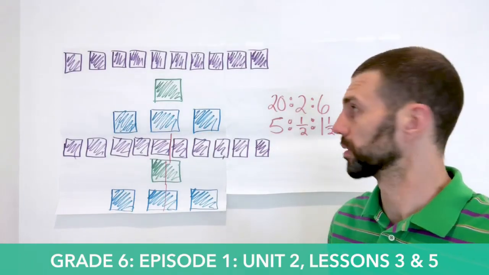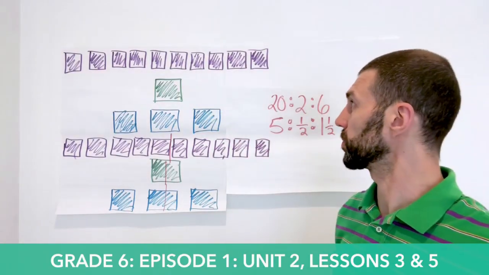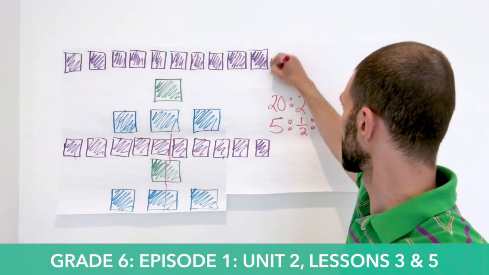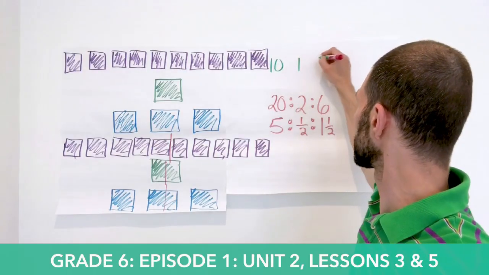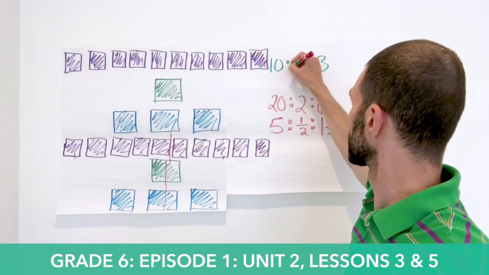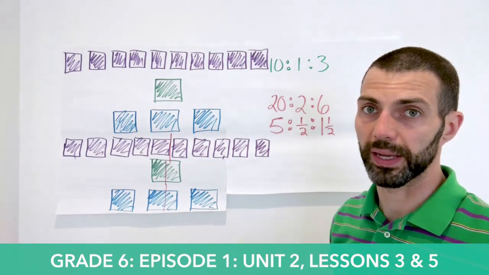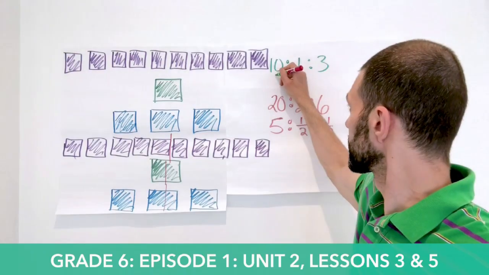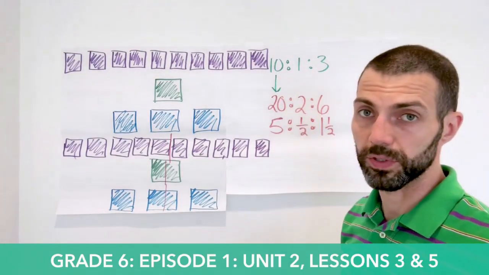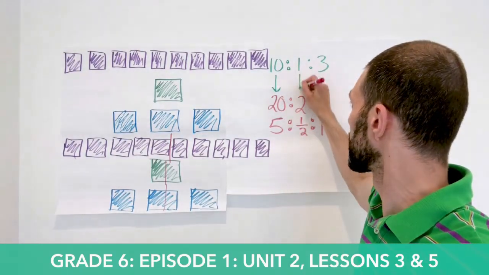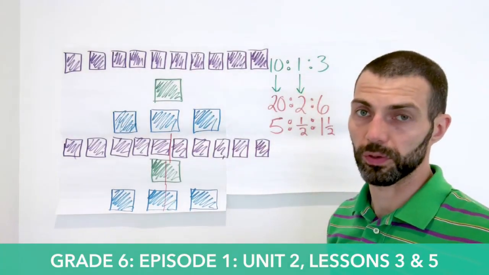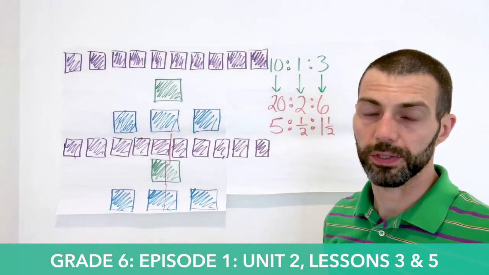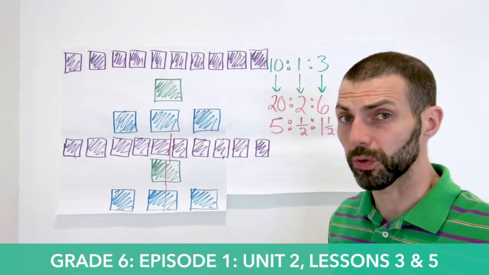So for example, again, my original ratio was 10 to 1 to 3. And in order to make double the recipe, what I did was I multiplied each number by 2. 10 times 2 gave me 20. 1 times 2 gave me 2. And 3 times 2 gave me 6, representing double my recipe.